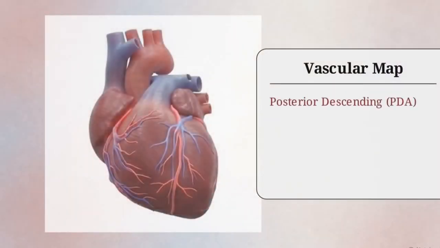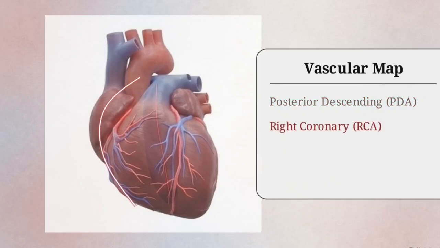In this 3D model, we isolate the posterior descending artery, or PDA, which specifically perfuses the posterior aspect of the heart. Adding the right coronary artery to the model reveals its perfusion zone. It supplies the right ventricle and the inferior portion of the left ventricle.